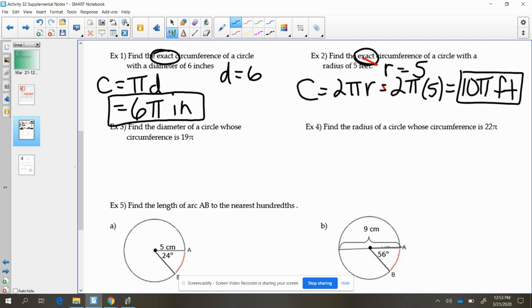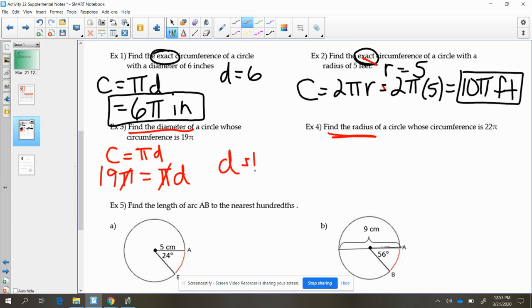Now, the next piece is going to ask us to work backwards. They want us to find the diameter or the radius, but given the circumference. This time, if we're looking for the diameter, again, circumference is pi times diameter, and we're given that C is 19 pi. We're going to solve for that diameter. As we solve, divide both sides by pi, and you'll notice that the diameter ends up equaling 19. We don't have units on this.